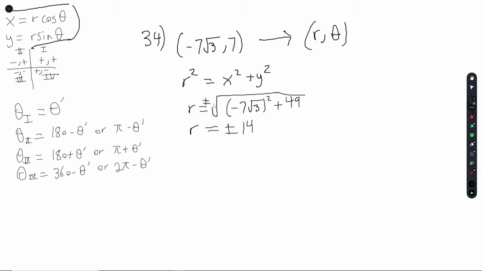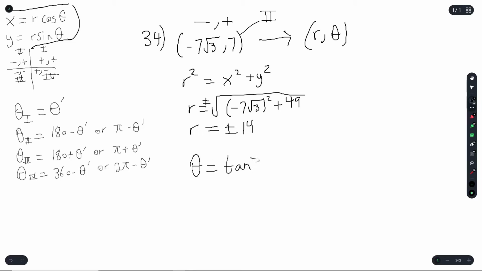Okay, so now we find theta. The first step to finding theta is getting the quadrant of the rectangular point. Here it's negative, positive, and if we look here, negative positive is quadrant 2. So our point is in quadrant 2. Okay, so now we get theta. Theta is equal to tan inverse of y over x, then tan inverse of 7 over negative 7 radical 3.